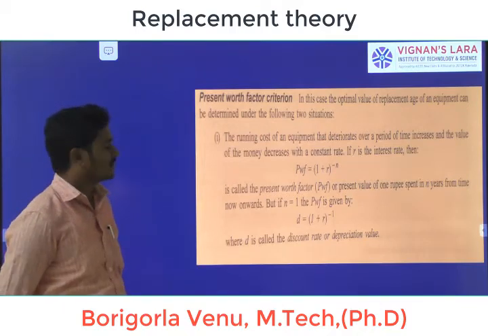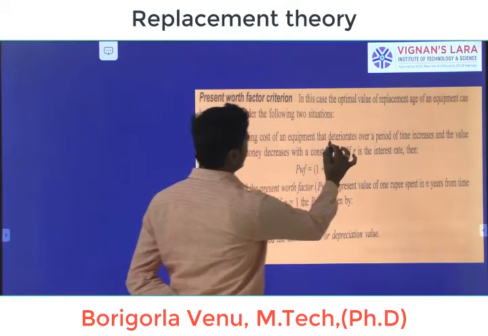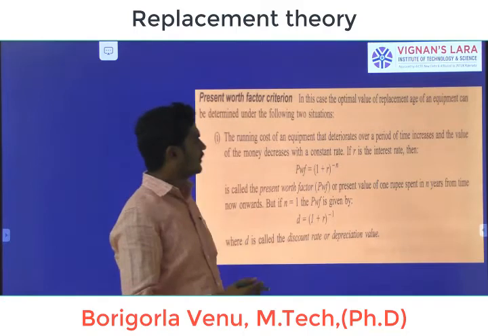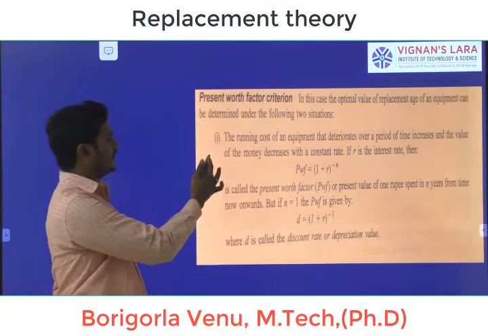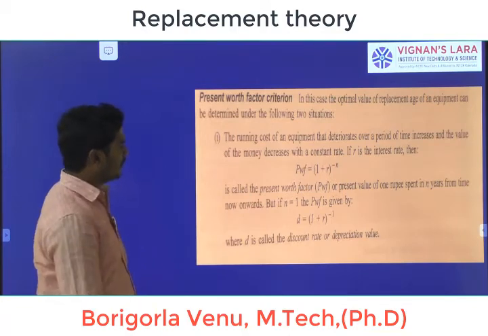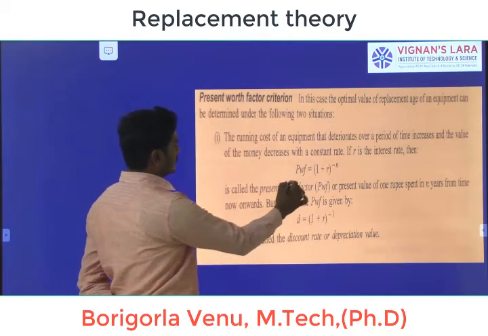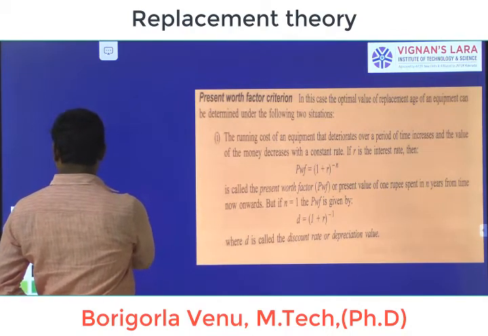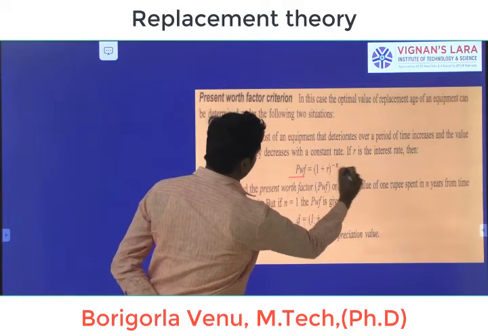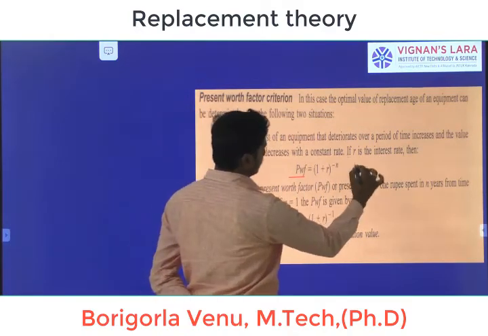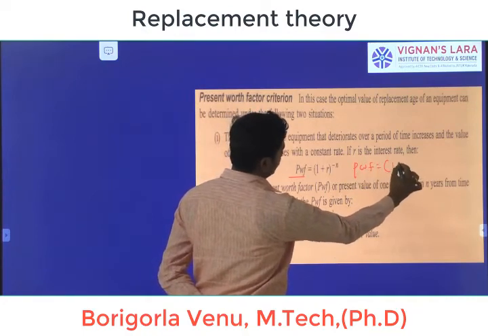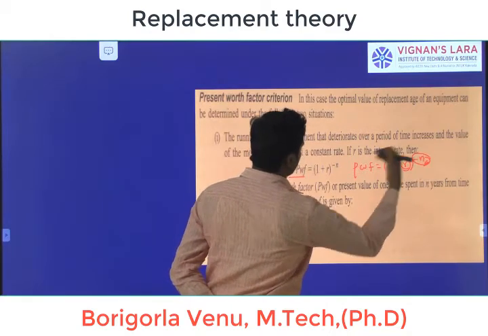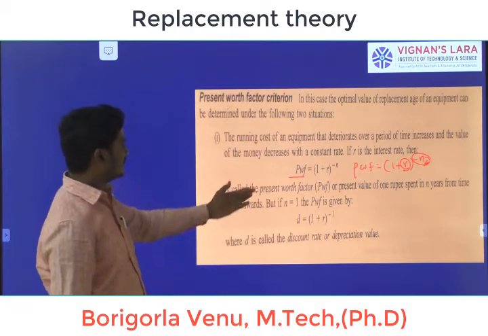Coming to the first situation, the running cost of an equipment that deteriorates over a period of time increases, and the value of the money decreases with a constant rate. If R is the interest rate, then the present worth factor, PWF, is equal to (1 + R) power minus N. Here R is the interest rate and N is the number of years. Here the value decreases with a constant rate.